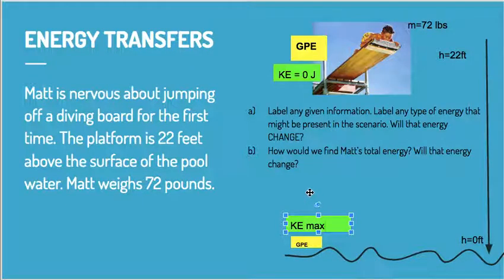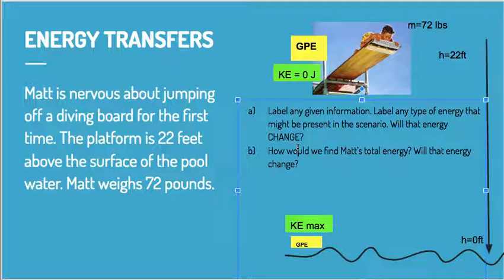How would we find Matt's total energy? So total energy is kinetic energy plus GPE, and will that energy change? So in any system, total energy is always conserved. Sometimes it's transferred into thermal energy or into sound, which is also called acoustic energy. And we call that waste energy because you can't really get that energy back. It's not in a useful form. So in this scenario, let's assume there's no friction in the air. There's no air resistance, so there's not going to be any waste energy. So this is an ideal scenario, which is not realistic.